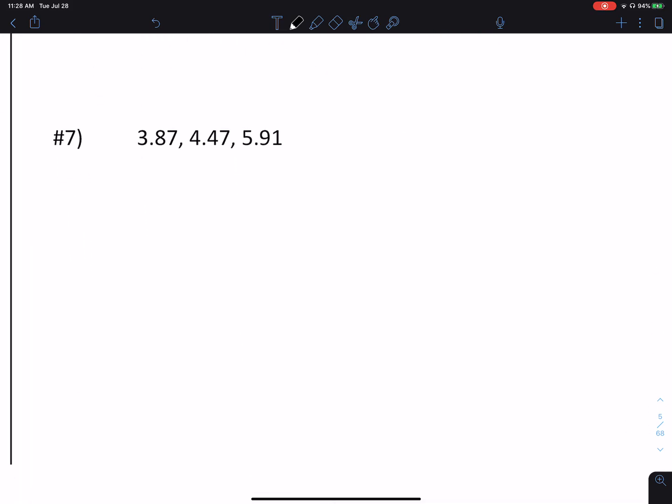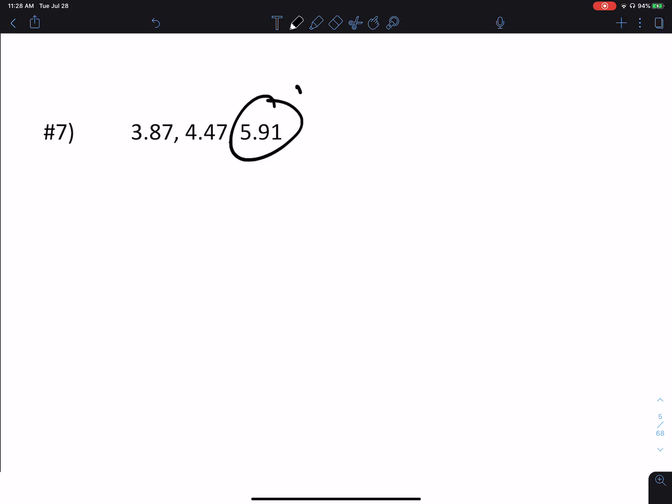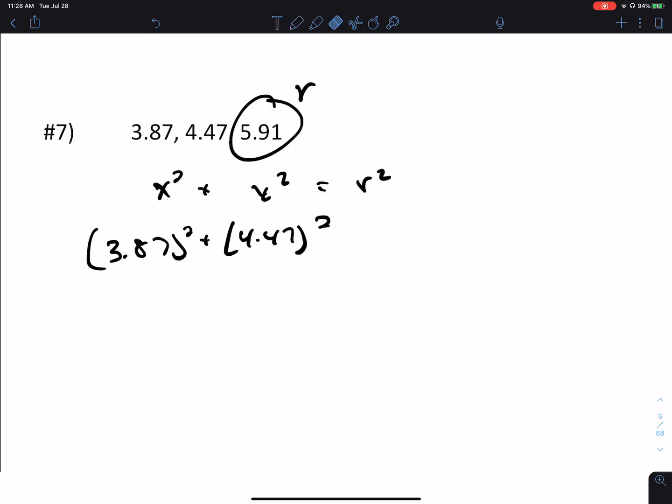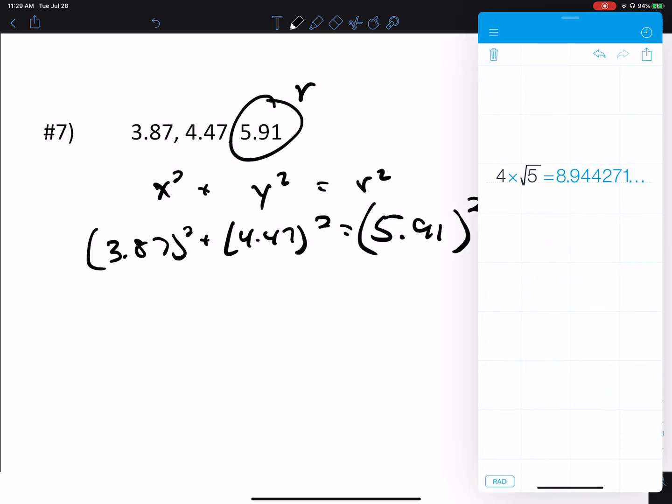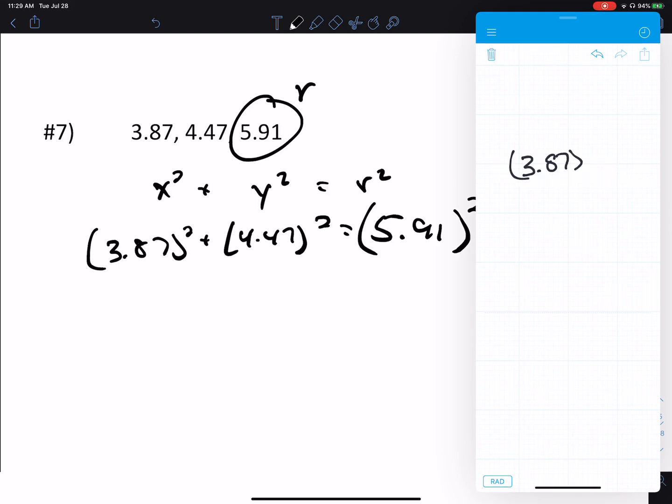Number 7, we have to be careful, because if you don't round correctly, you're going to get the wrong answers. And when I say round correctly, I mean don't round at all. So we're saying this is r, it's the biggest side. So I'm going to have 3.87 squared plus 4.47 squared equals 5.91 squared. Using a calculator, 3.87 squared.